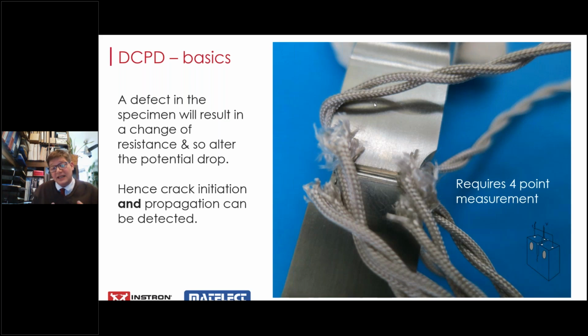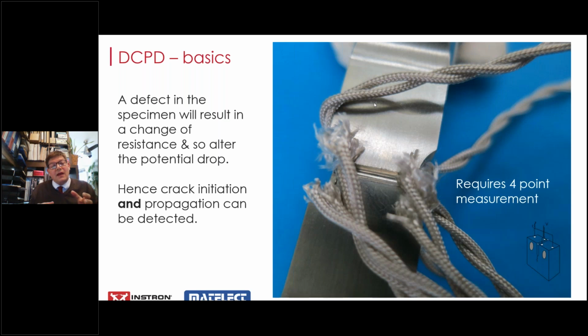The DCPD technique requires a 4-point measurement. That's 2 connections onto your specimen to pass electrical current through, and 2 connections to measure the voltage locally to where a defect is developing.